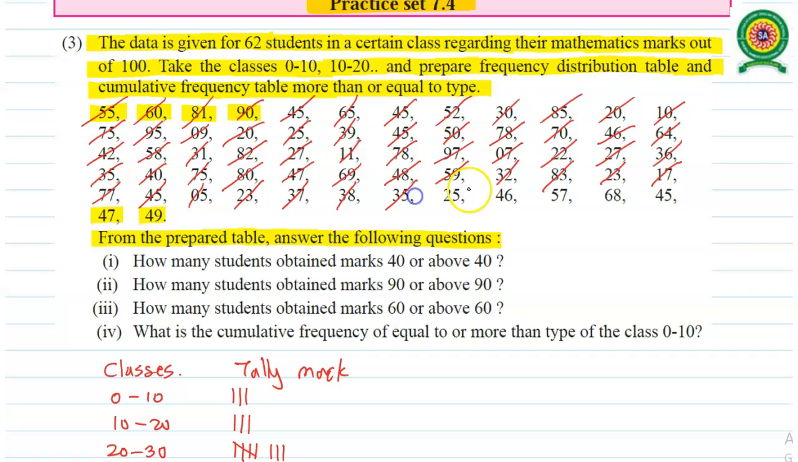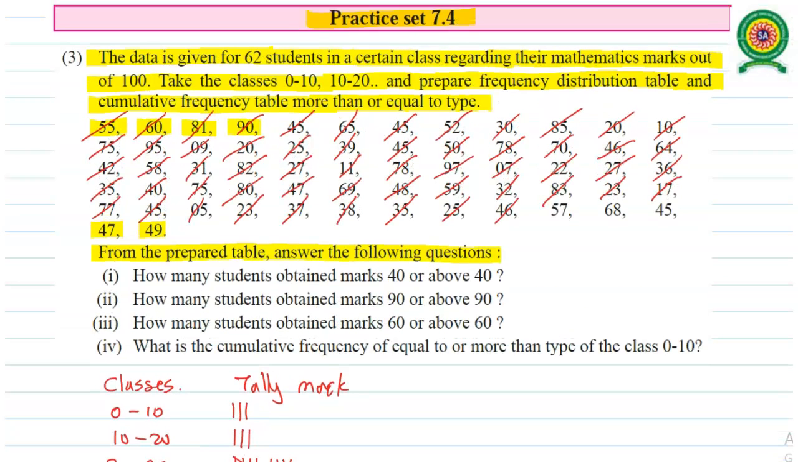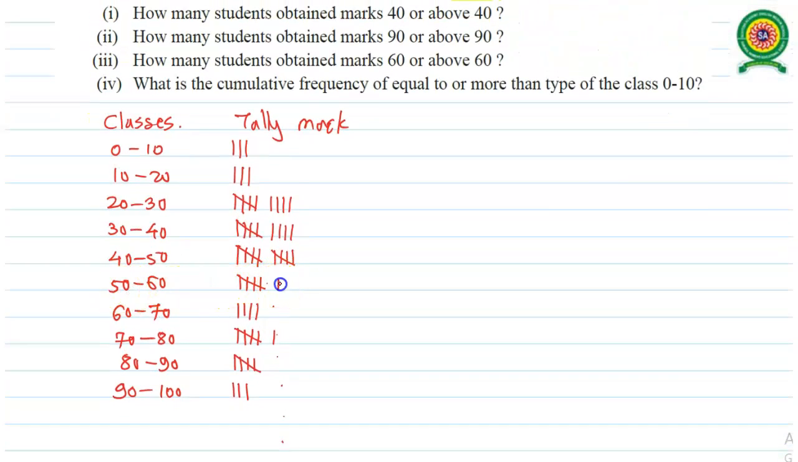Look at next one, we have 35, 25, 46. 35 comes in the class 30 to 40. Next 25 comes in the class 20 to 30. 46 comes in the class 40 to 50. Look at the next one, 57, 68 and 45. 57 comes in the class 50 to 60. 68 comes in the class 60 to 70. And 45 comes in the class 40 to 50.